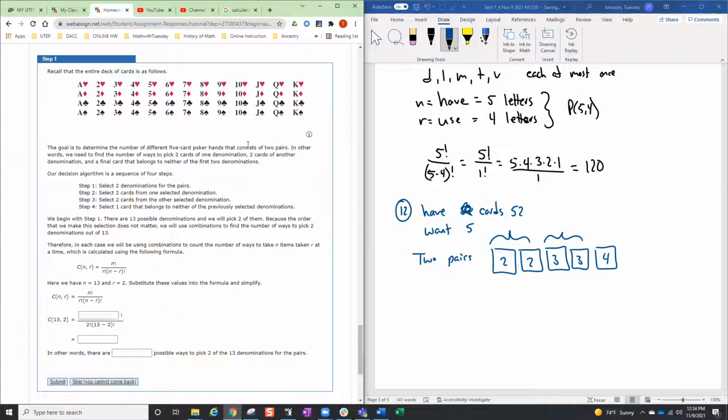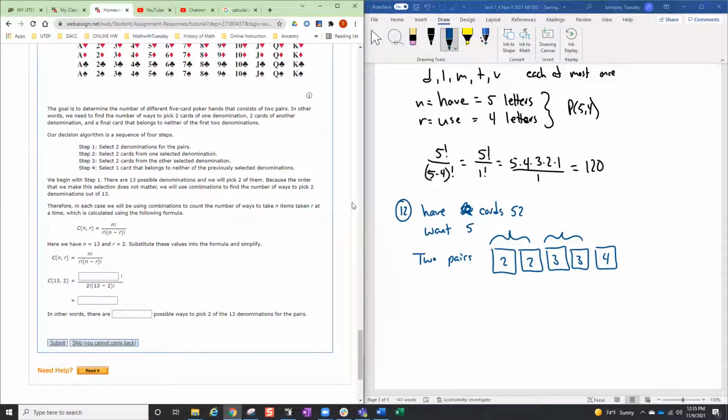Recall the entire deck. The goal is to determine the number of different 5-card poker hands that consist of 2 pairs. In other words, we need to find the number of ways to pick 2 cards of one denomination, 2 cards of another denomination, and a final card that belongs to neither of the first 2 denominations, right? As I laid out here.